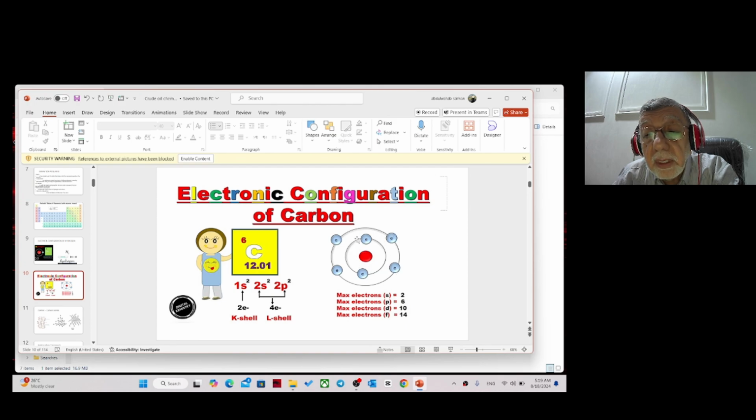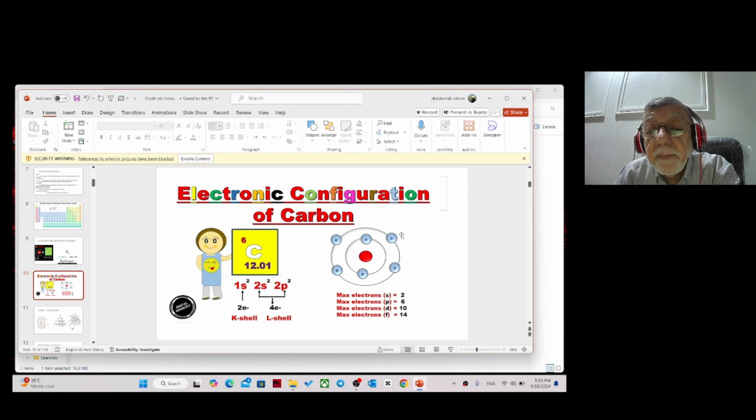So the first shell has only 2 electrons because it has 1 orbital only. The 1 orbital in the center is filled with 2 electrons. The outer shell has 4 electrons. In each orbital there is 1 electron. So all orbitals in the outer shell are unsaturated. So it needs to connect with other elements.